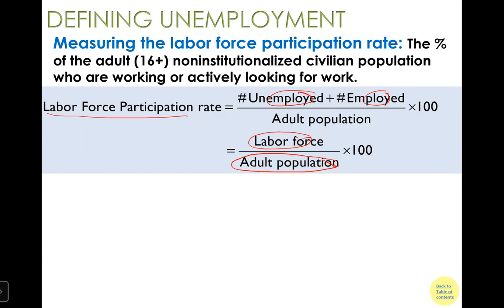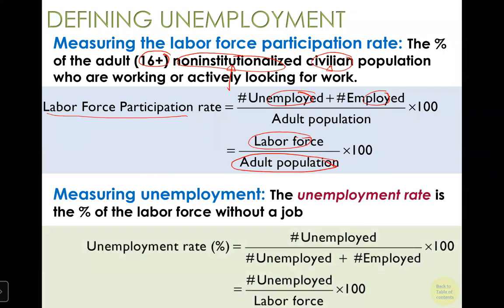The adult population is 16 and plus, non-institutionalized, and civilian population. Non-institutionalized means not in an assisted living home, not in prison, or in other institutions. Civilian usually means you're not in the military. Those are just separate categories.